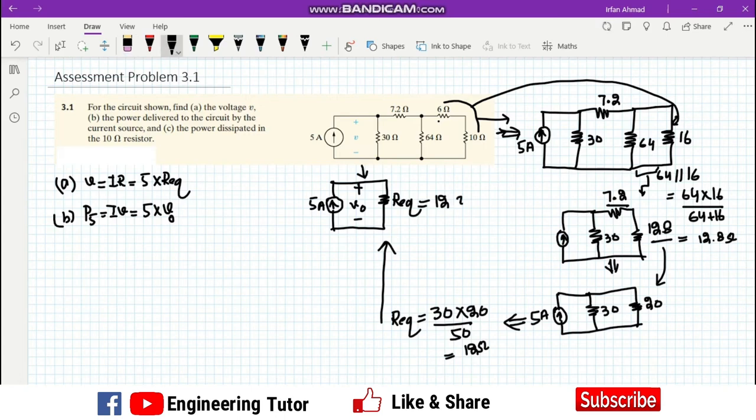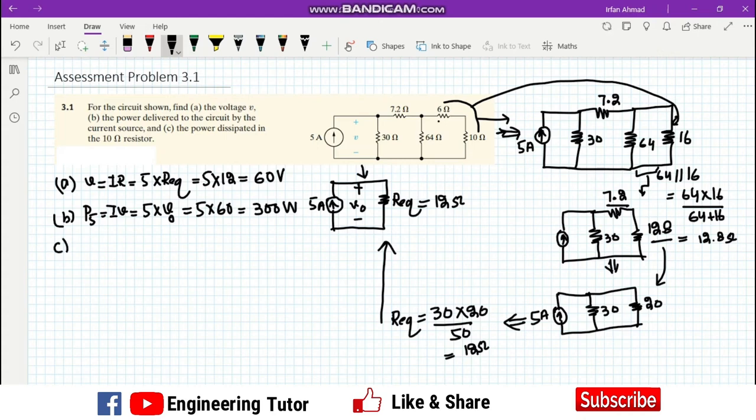After finding the value, we can put it here: 5 multiplied by 12, so this is now 60 volts. We know the value of V naught now, so 5 multiplied by 60 is 300 watts. So we have calculated what we wanted.